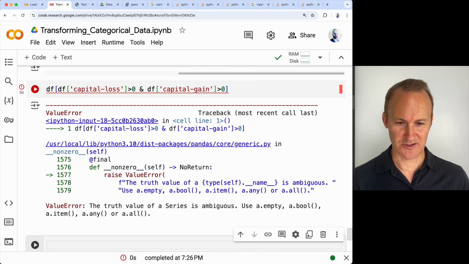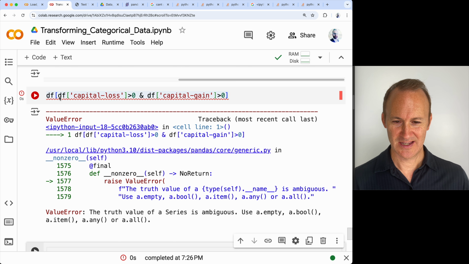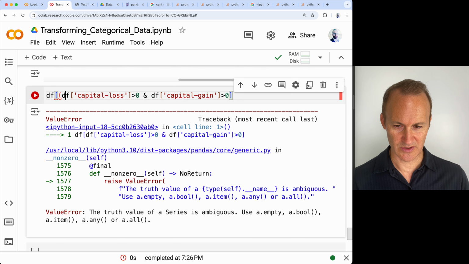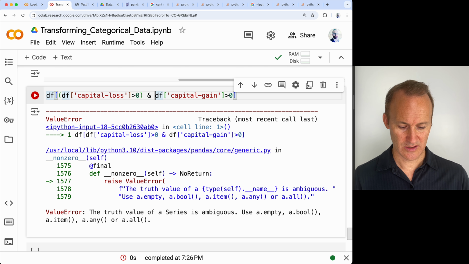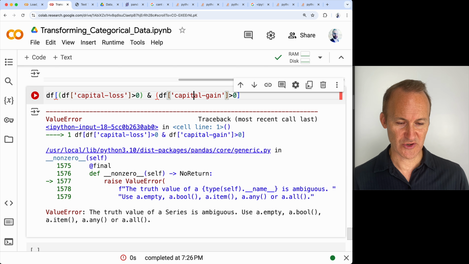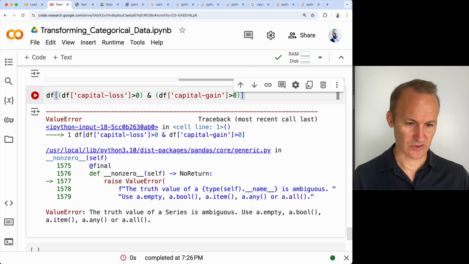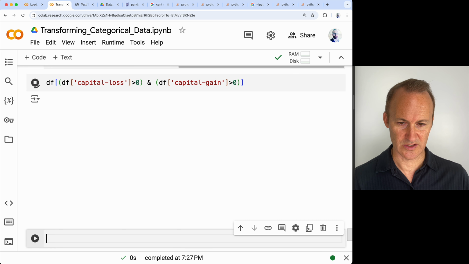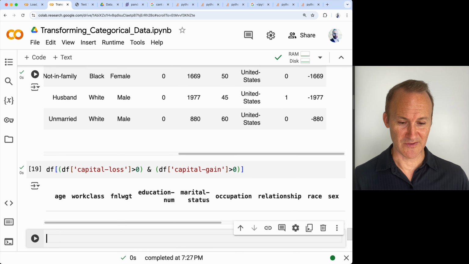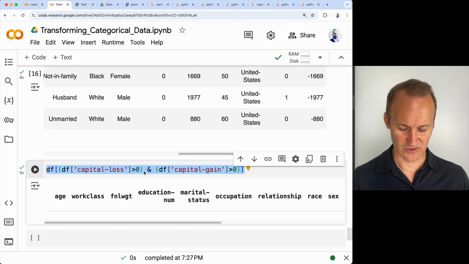Now let's check this. And you can see it still says it's ambiguous because it's not able to read it properly. So what you need here are parentheses. Okay, so you put that's one condition, and then you're checking also to meet this condition. Okay, and it should then only return the rows of the data frame that meet both of those conditions. So those parentheses I think are essential here. And there you have it. There are no rows where both of these conditions are met.